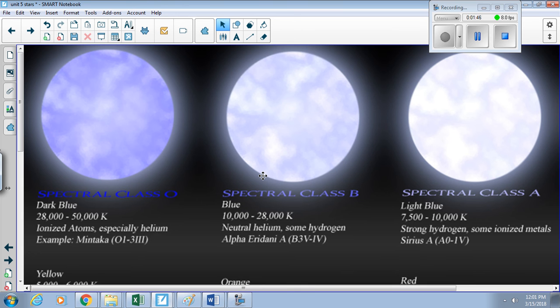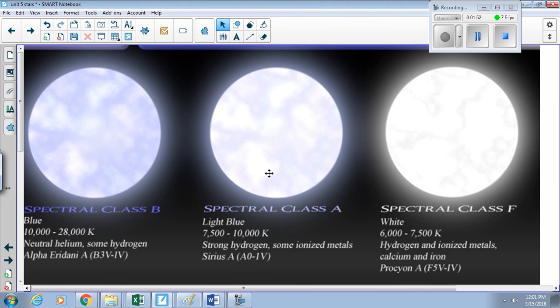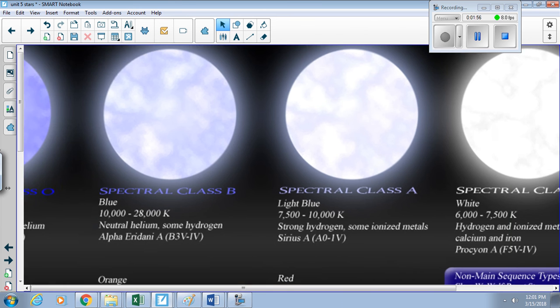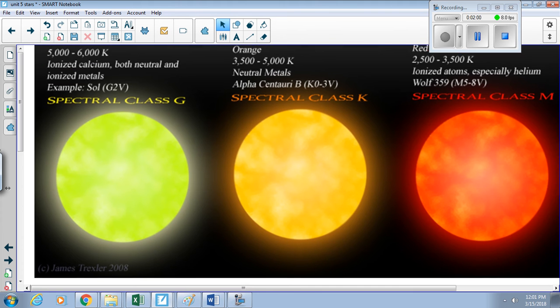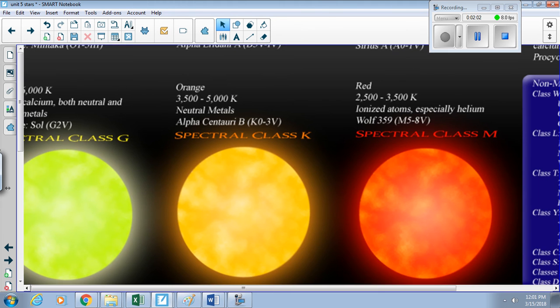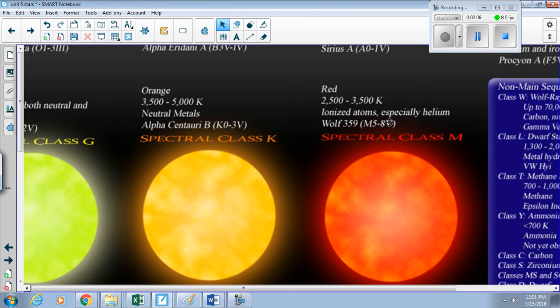Blue stars, which is spectral class B, and spectral class A, which is a light blue, followed by spectral class F, which is our white stars. And then we have spectral class G, spectral class K, and our cool stars, which is spectral class M. How fun!